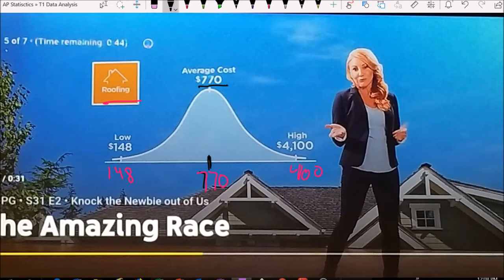Okay, the issue on this one, they're presenting, it looks like it's supposed to be a normal distribution. But we know that normal distributions are symmetrical, and this graph clearly has symmetry. And yet, it's saying that the center of the graph is at 770, and the left is at 148, and the right is at 4100. Well, that's not even kind of symmetrical. That's wildly skewed. So that's not an accurate graph.